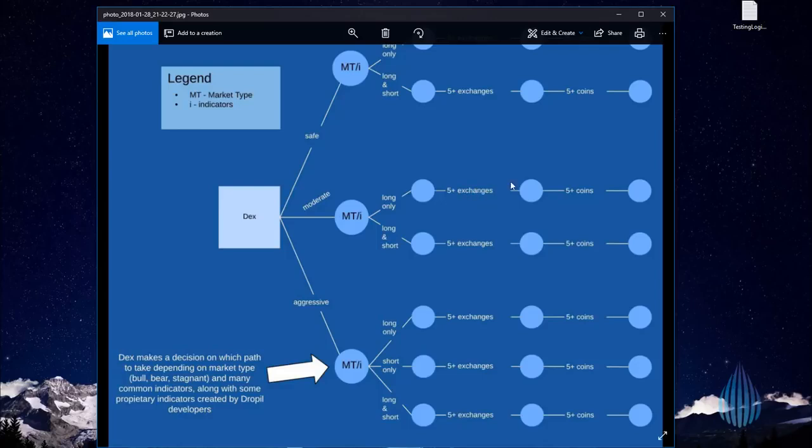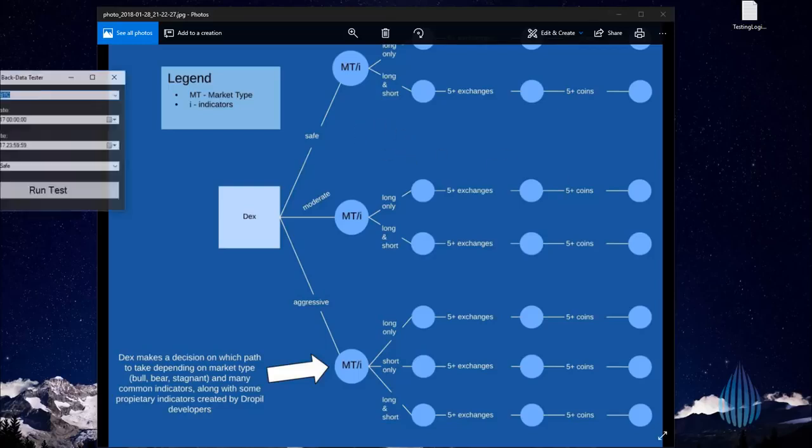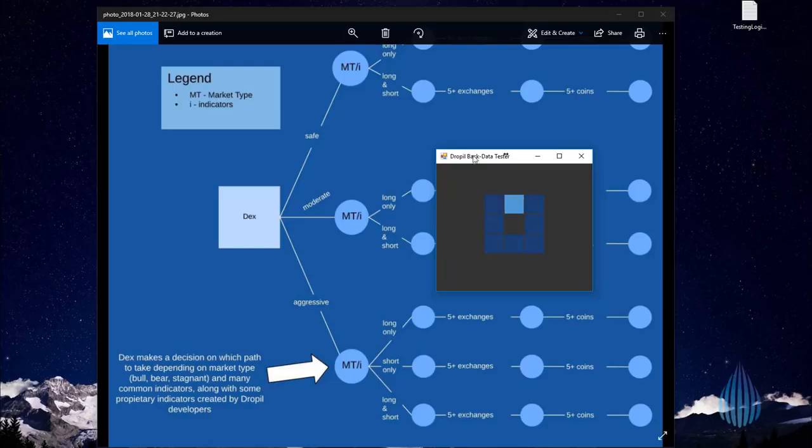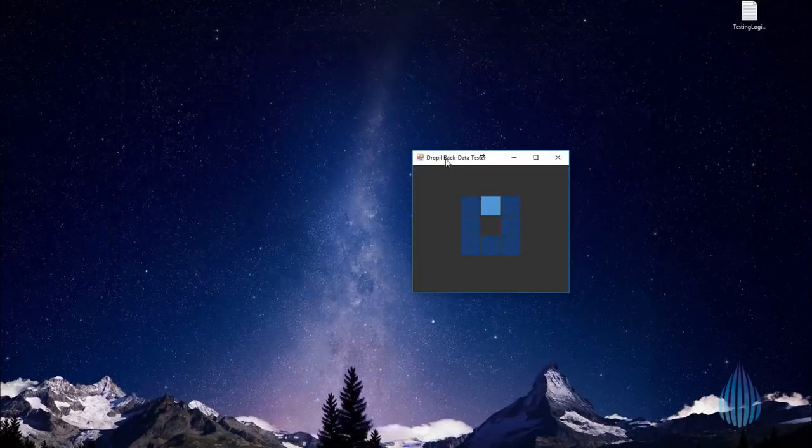So enough about that. I'm going to go ahead and start the backtesting tool and get some backtesting in there. I'm going to start off by running Ethereum, and let's choose a month. Let's do November. We're going to do the entire month of November for Ethereum, and we're going to run it on moderate. So let's run that test. I'm going to go ahead and close this graph.